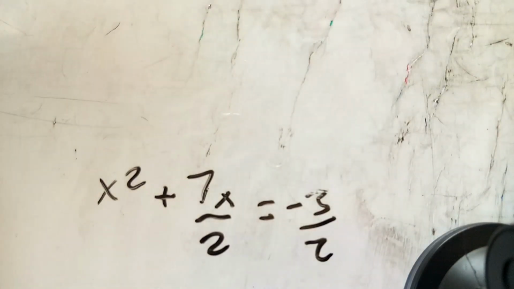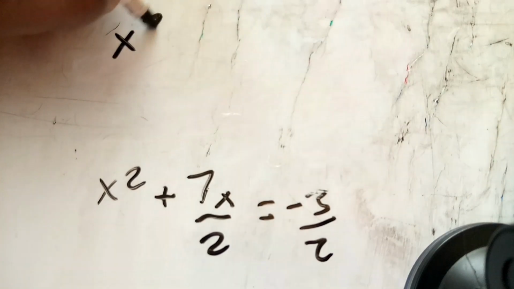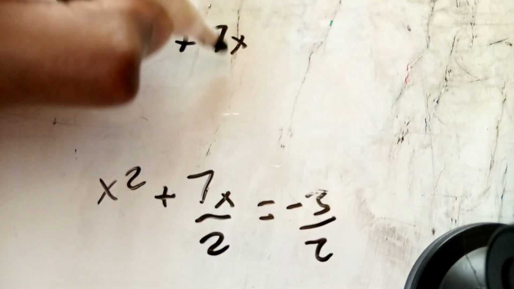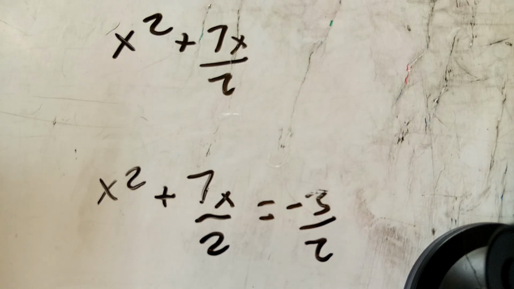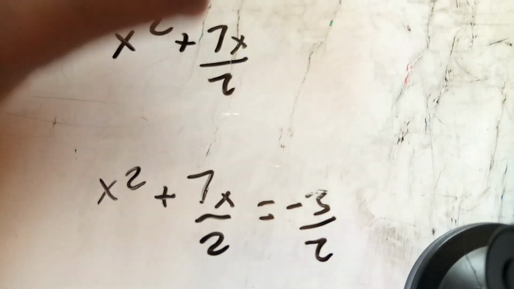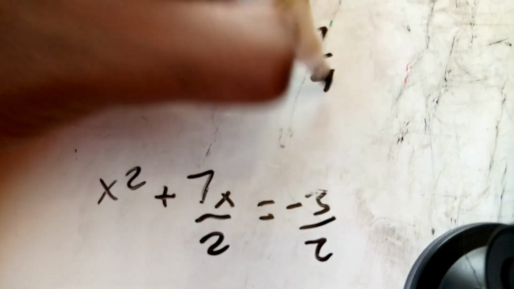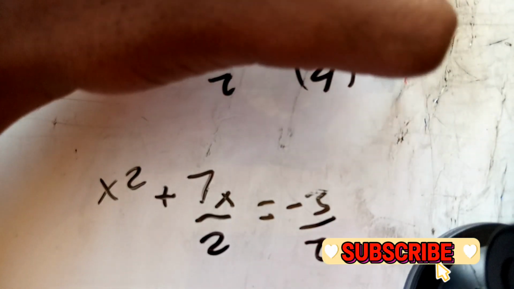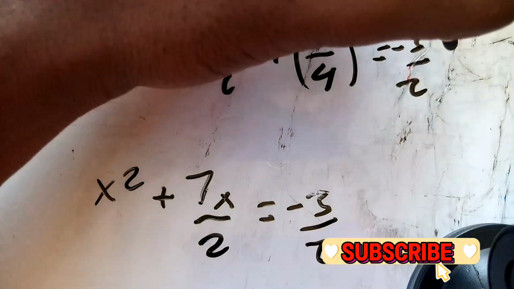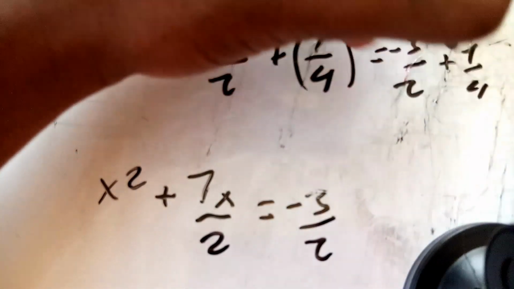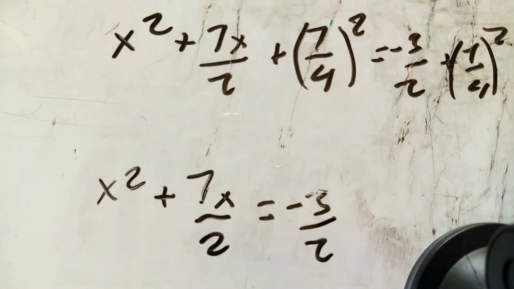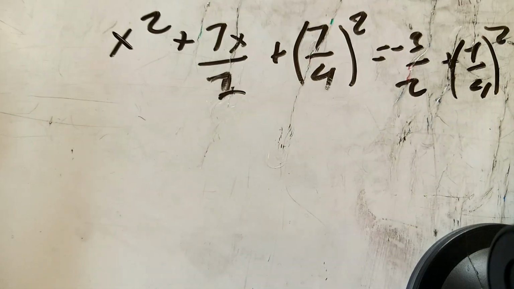So let's do it on top here. So it will be x squared. We have to find half of 7 over 2. Half of 7 over 2 is 7 over 4. So we're going to say plus (7/4)^2 is equal to negative 3 over 2. If we do that on this side, the other side should also be plus (7/4)^2. And then we're going to solve that. So we're going to have x^2 + 7x/2 + (7/4)^2 equal to that.